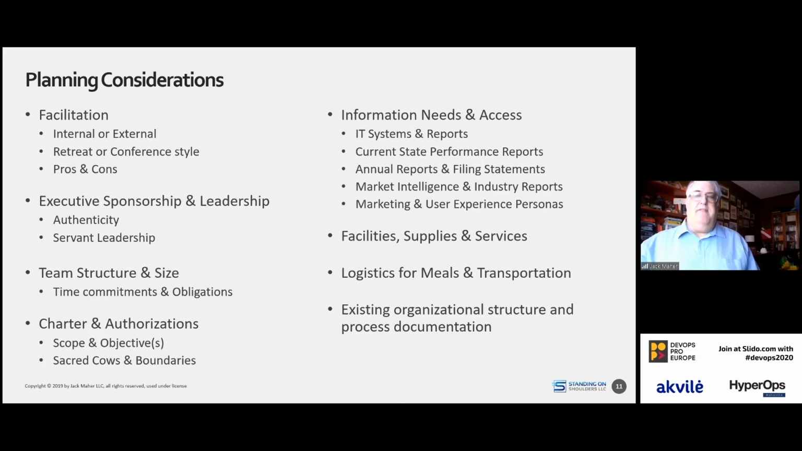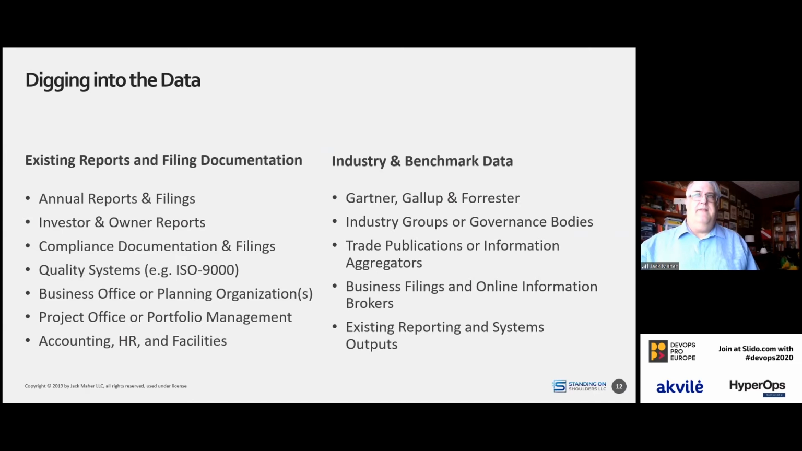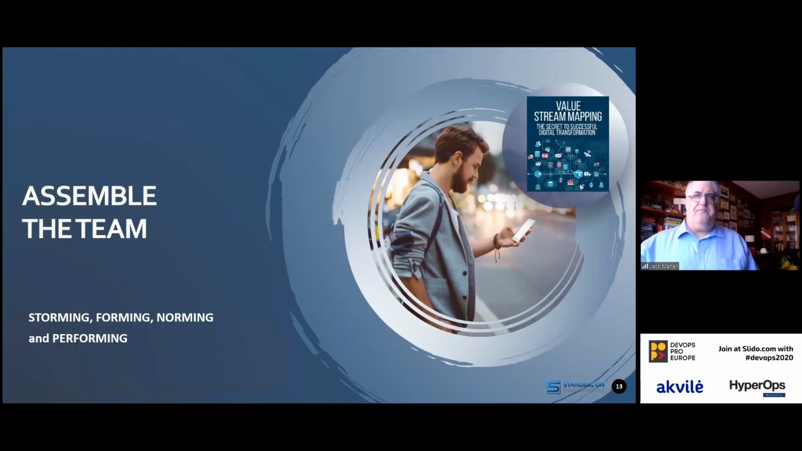There's likely to be a whole lot of information and documentation that we can use that will facilitate a quick start. Things like annual reports or documentation that we have from various quality systems. Also, what we have in the way of accounting records or HR. We can also look for and should have industry information about what we're doing. Gartner, Gallup, and Forrester are 3 main resources for this, but there are many other places such as trade organizations and other sources of information that we should accumulate prior to beginning this process.